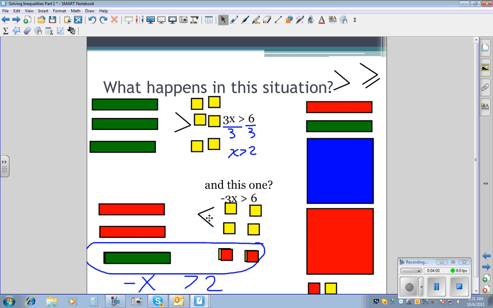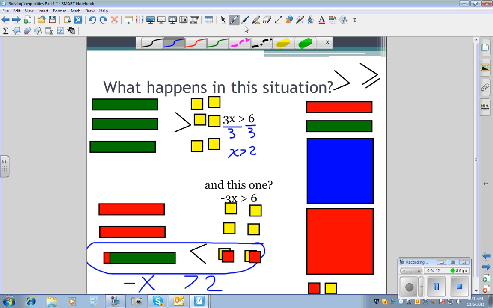Uh-oh, did I lose you? That, if I flip this one and flip these, then I have to flip my symbol. And so now we get the inequality x is less than negative 2. Okay, hold on, let's check it, just like we checked this other one. If each x is less than negative 2, then our negative x's, okay, so then let's check it.